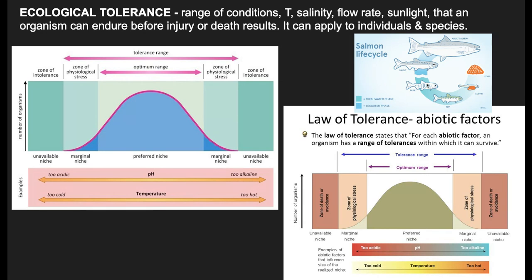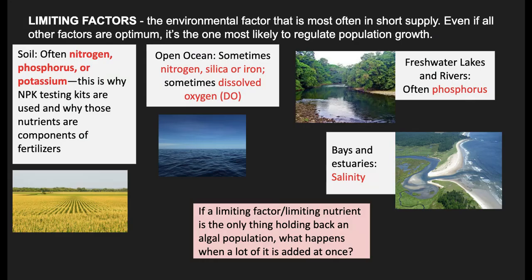Examples of abiotic factors: pH, temperature, salinity, and so on. Now, there are some species that change that tolerant range because of their cycle. So we have, for example, the salmon cycle, which is going to take in different levels of salinity depending on the stage in life that they are in. So that's an exception.